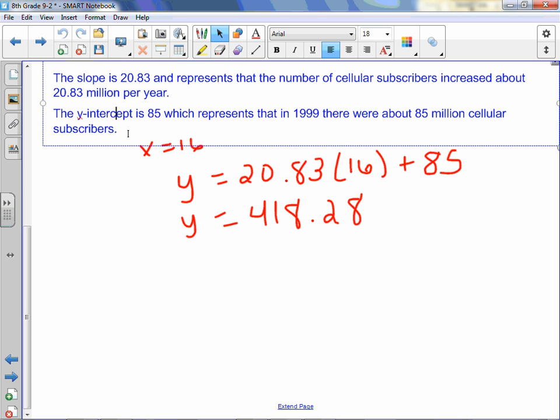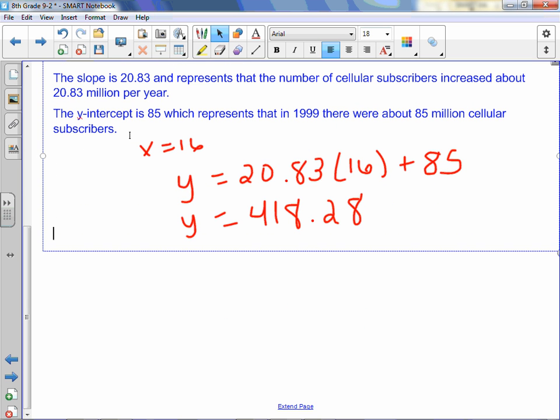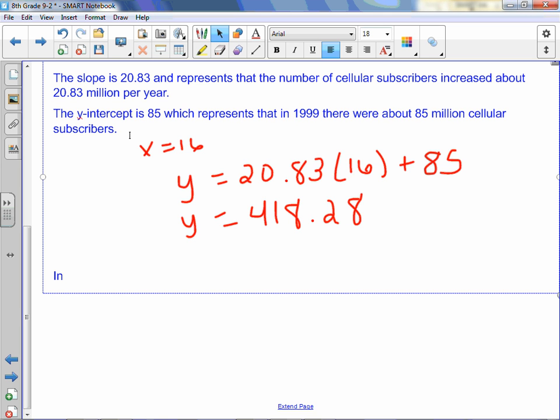So the conjecture is in the year 2015 there will be about 418.28 million cellular subscribers.